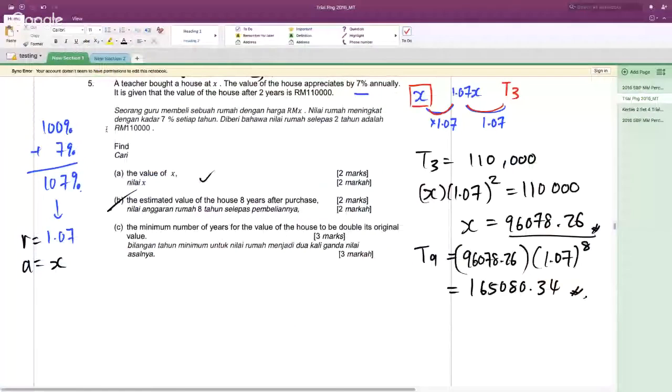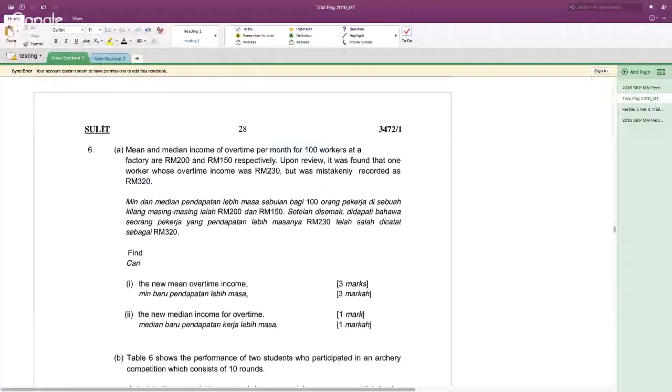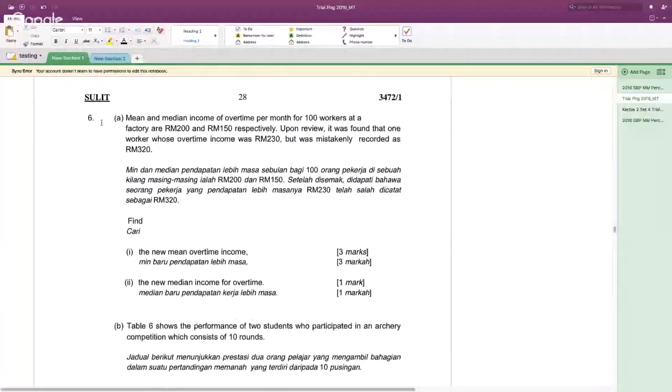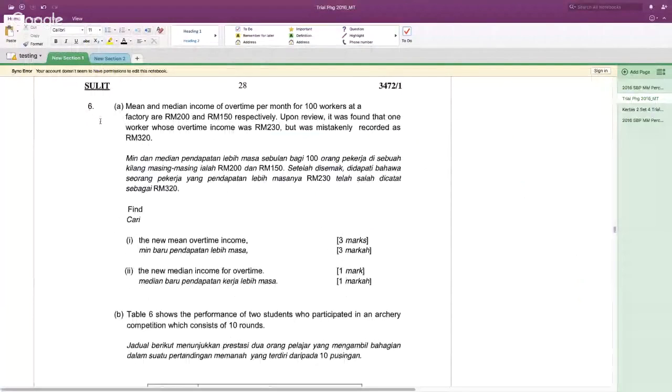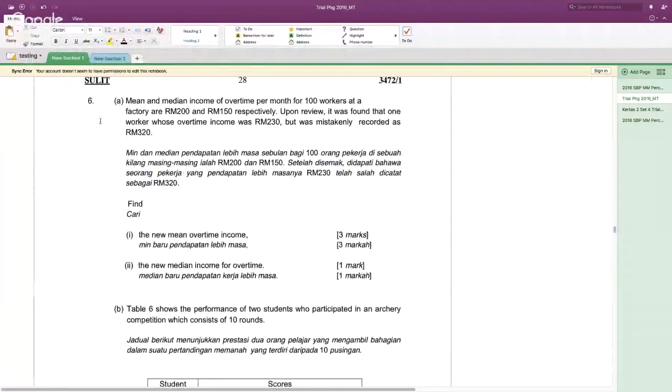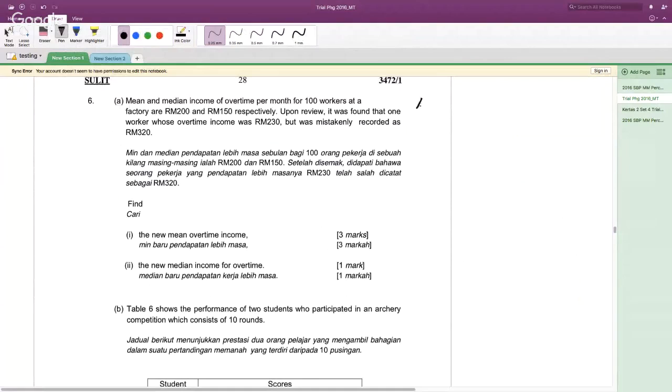Okay, so let's move on to this one. The mean and median income of overtime per month for 100 workers at the factory is 200. So over here, I know my mean is basically 200, and my median is basically 150, and the total number of workers should be 100.